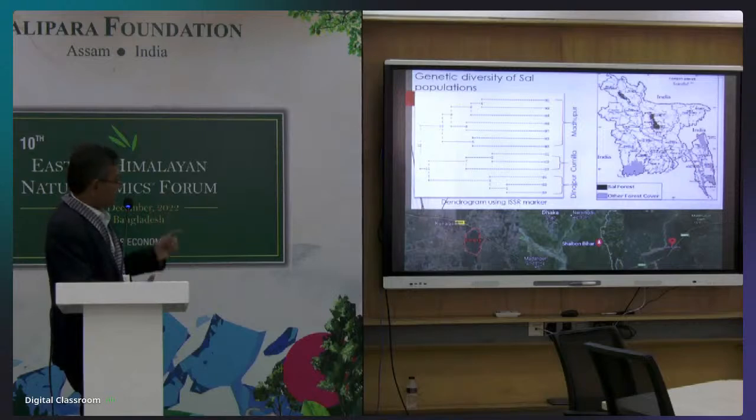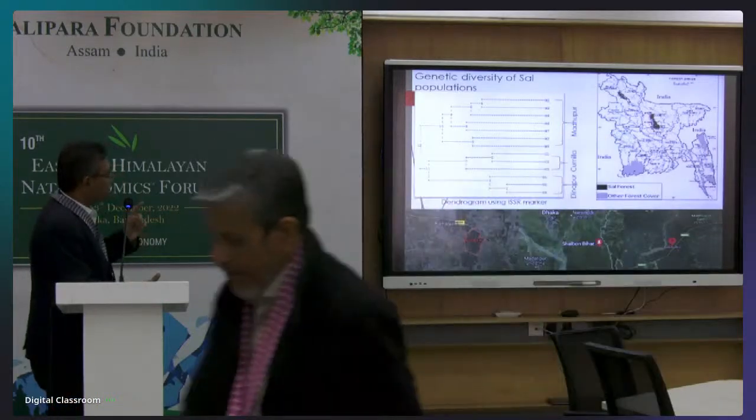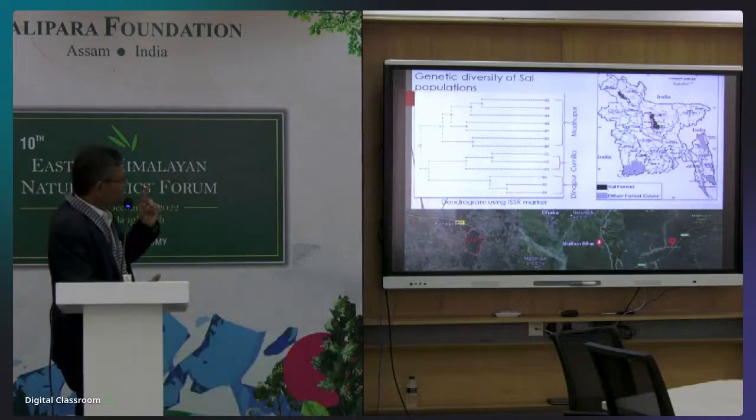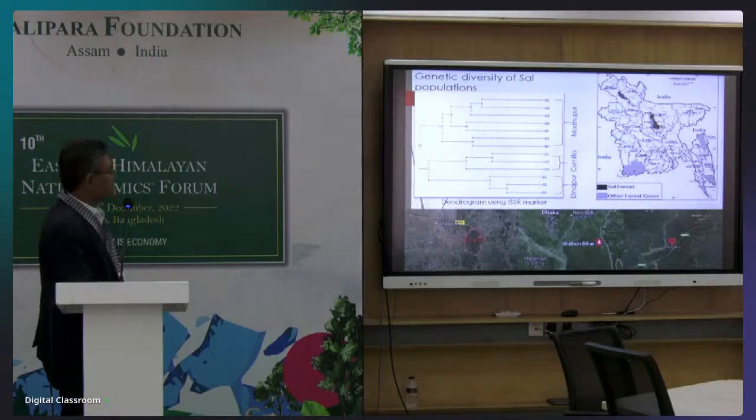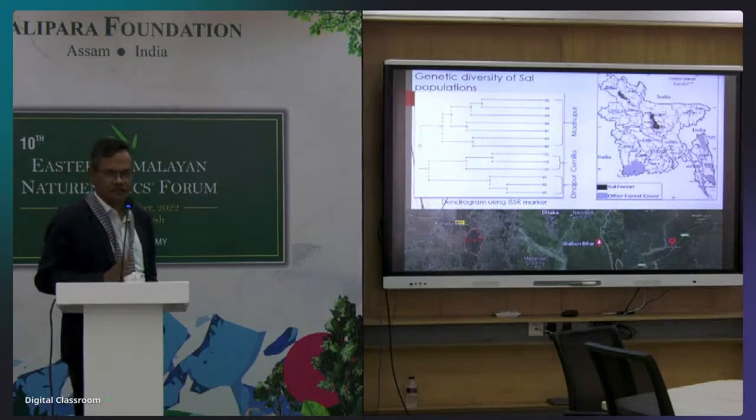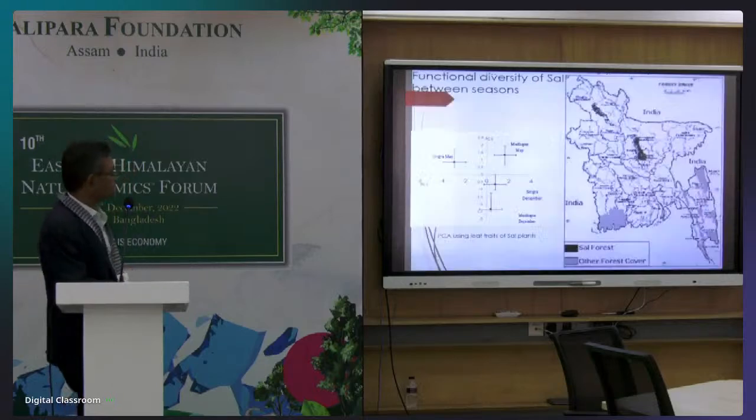You know that it is an inter-simple sequence repeat marker, and by using that marker, we found that these forest populations are separated from each other. As you see on the right hand side, the clusters are completely different. So it means that we have diversity in Shorea robusta.